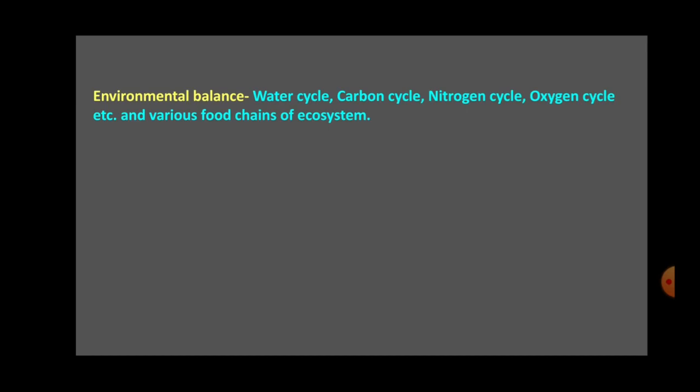So again, if there is imbalance in any one of the components, for example, if carbon dioxide increases, oxygen is lowered, or vice versa, the survival of living organisms would become difficult. Also nitrogen we have studied is very important, yes. So these cycles are equally important along with the food chains and the food web.